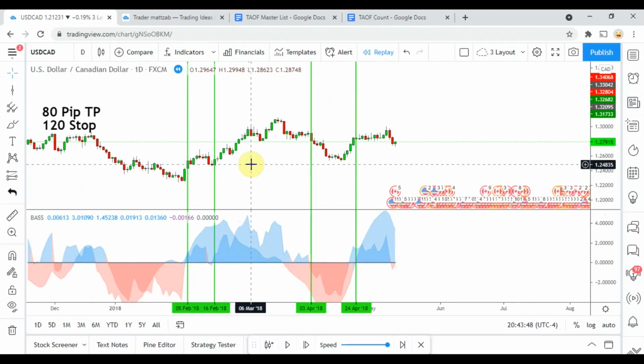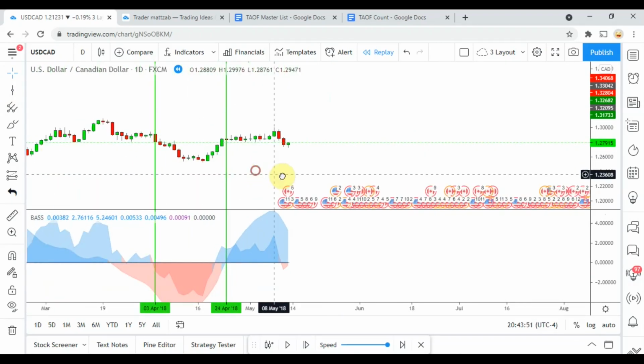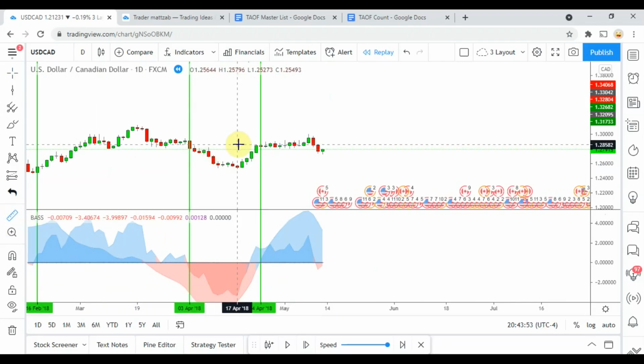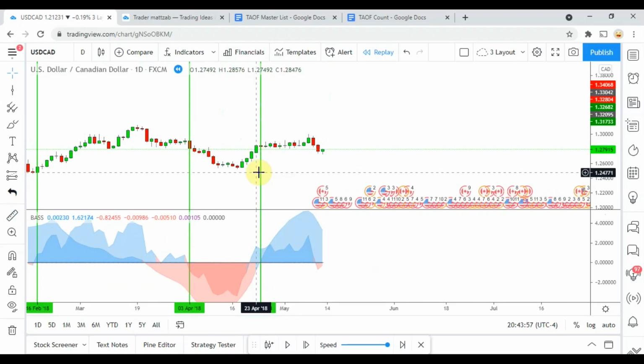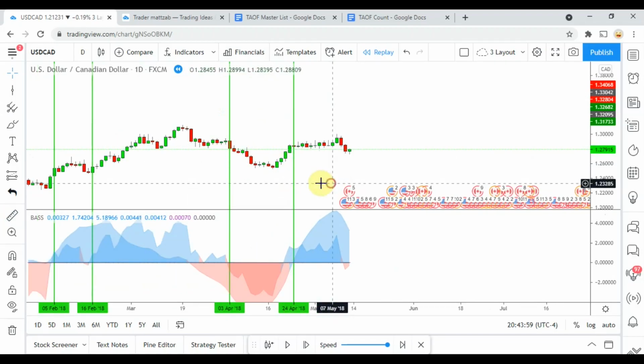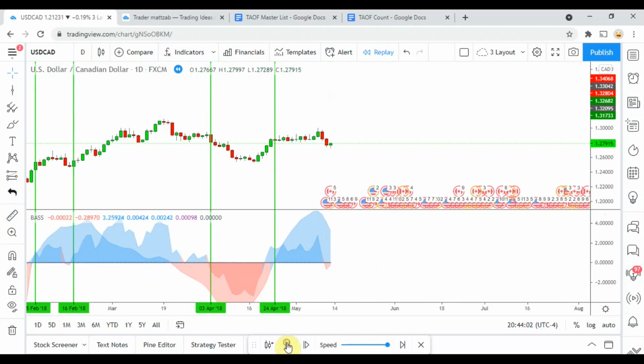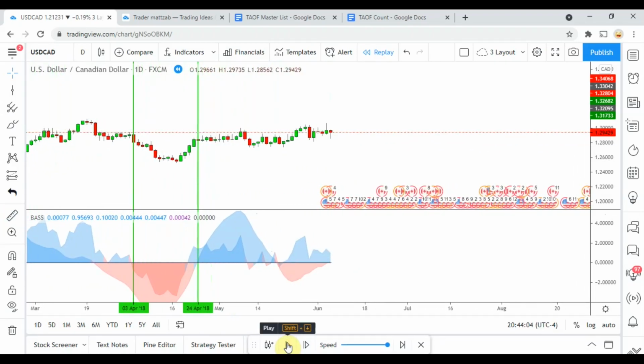Then we pick up a long over here on this side. Let's see, let's measure this out here. And we were able to get to the take profit. And so that would be another decent trade right there.